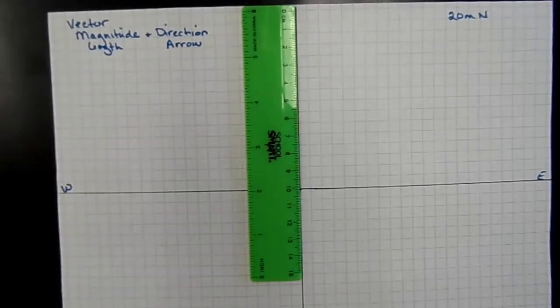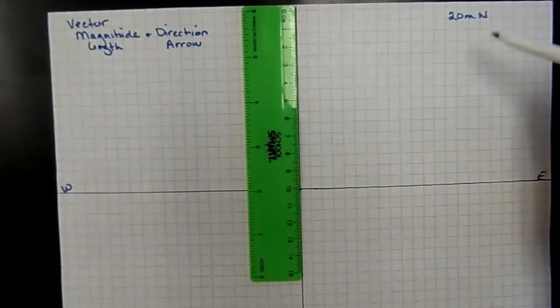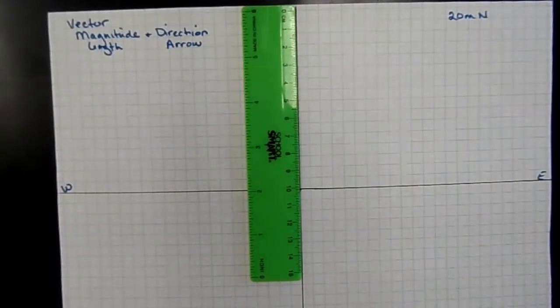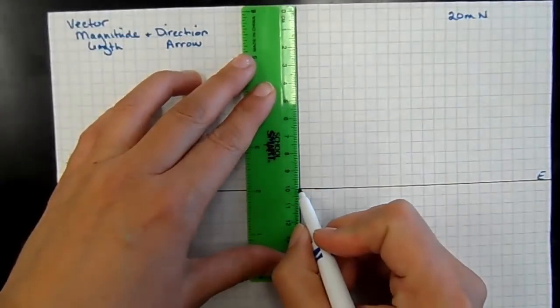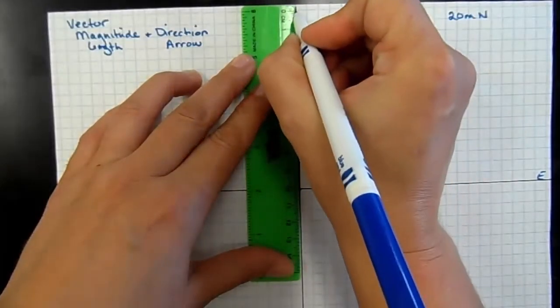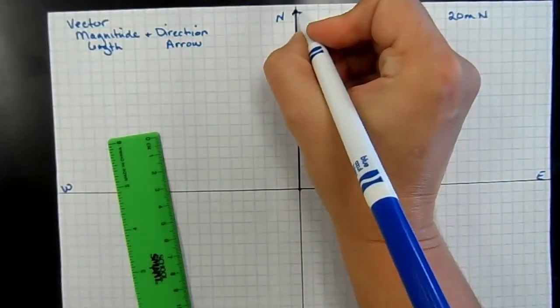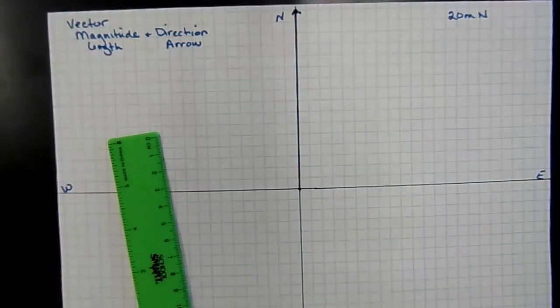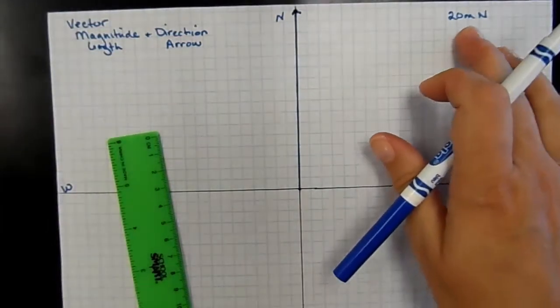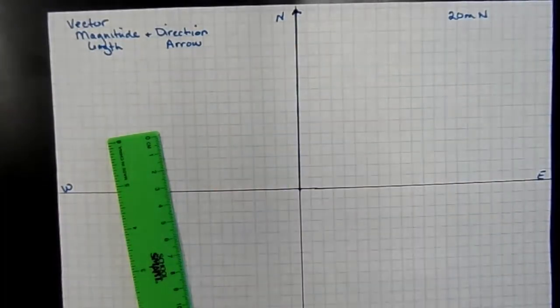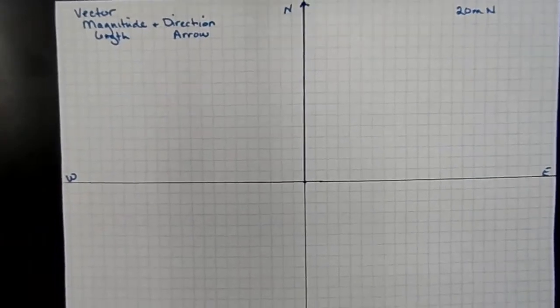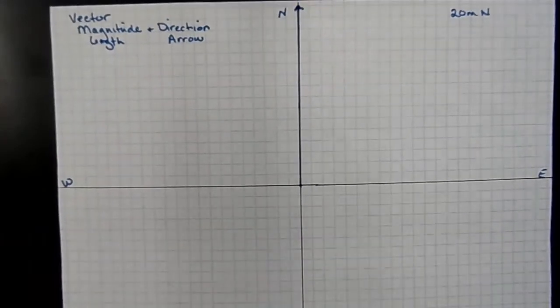So when we draw our vector, we're going to draw it 10 centimeters long. So 20 meters, every 2 meters is 1 centimeter. So 20 divided by 2 is going to be 10. So we're just going to start here at 0. We're going to go up to 10. Okay, how do I see that? We're going up to 10 centimeters. So our vector is represented by 10 centimeters, which represents 20 meters to the north.